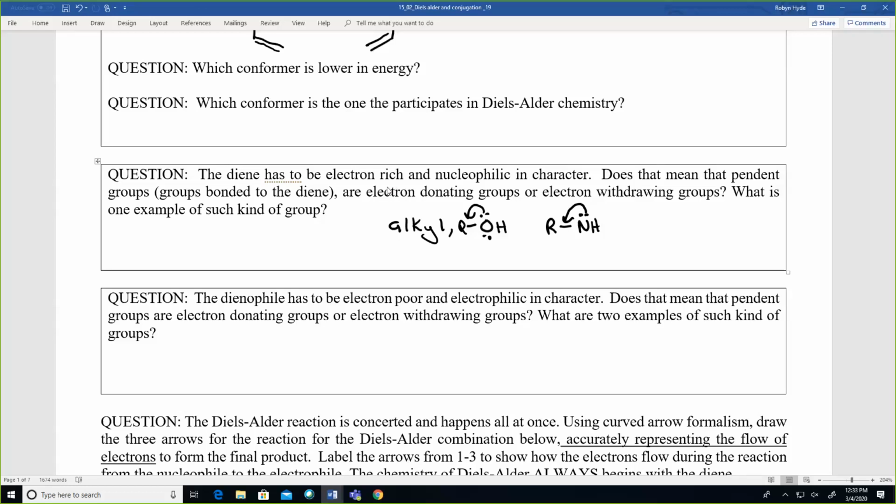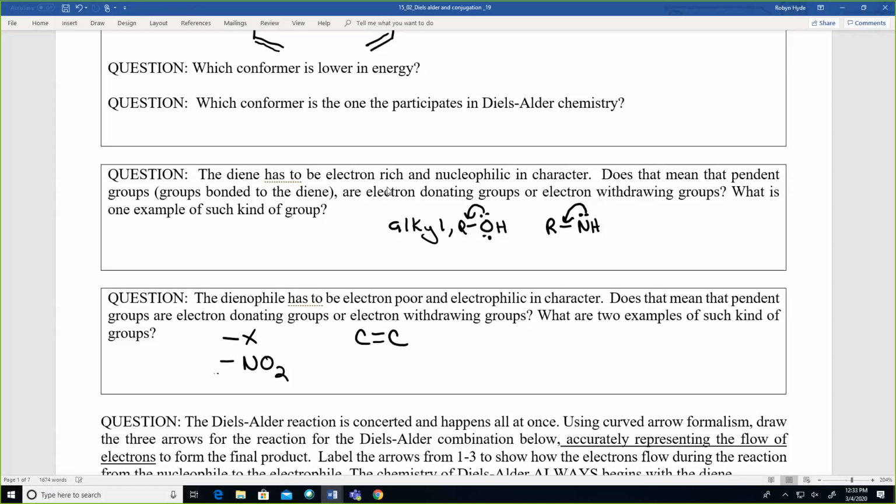They have to be electron poor. So what is bonded to them? Electron donating or electron withdrawing? Electron withdrawing. Okay, what are some good electron withdrawing groups? Halogens, excellent electron withdrawing groups. Nitro, so we're going to see this more in our next chapter. It should be on our list of good electron withdrawing groups.